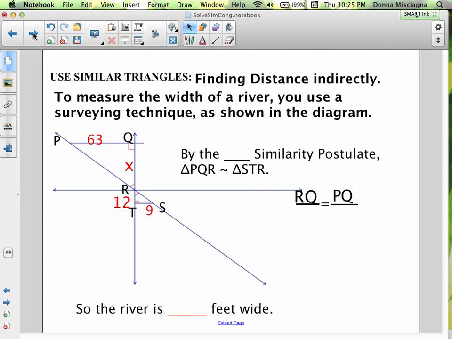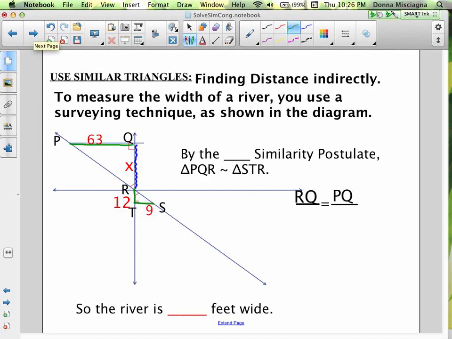Here they want to measure across the river, and just so you know, this right here is the river. What they've done is, it's easy to measure along the side of the river, so this is 36 feet. They've measured this way. From where they're measuring across the river, they've walked out 12 feet. And then they've walked 9 feet, right?